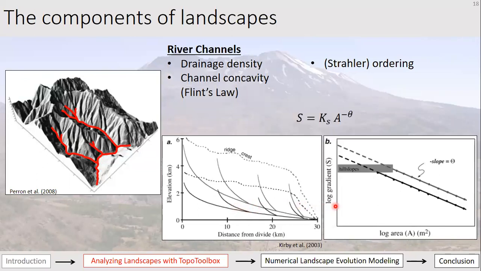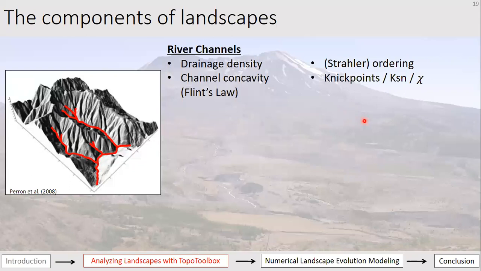The simplest way of doing this is simply calculating the power law function between upstream drainage basin area and local slope for every point of the channel network. Doing that creates an approximate line in log space here, in which the slope of that line is what's referred to as the concavity index, and is typically referred to as the theta term. Expanding on that a little bit more, the final metrics considered for river channels are knickpoints, ksn analysis, and a chi transformation.